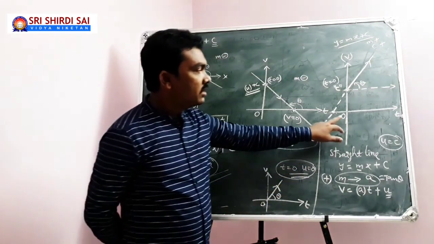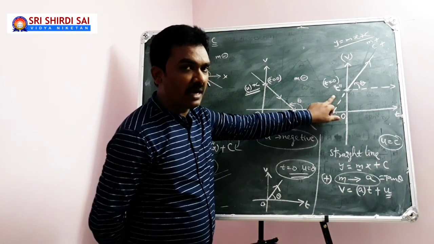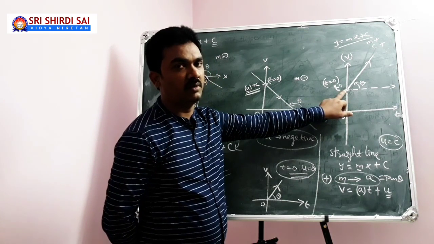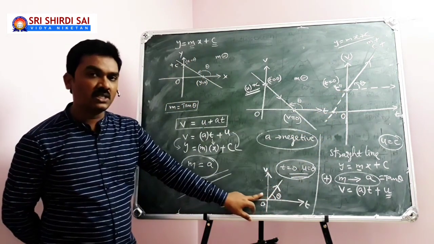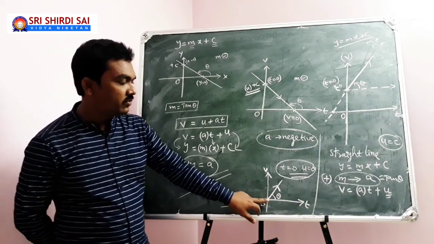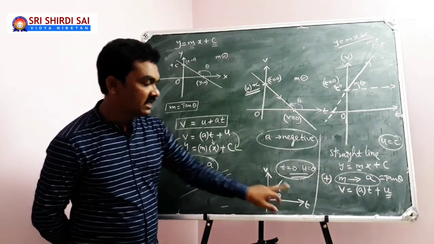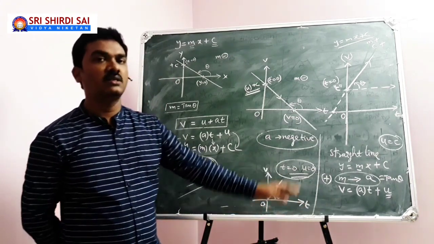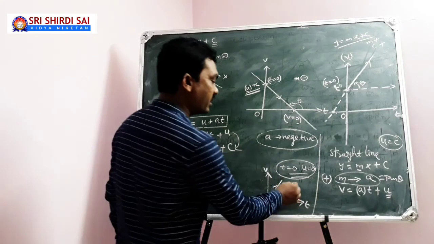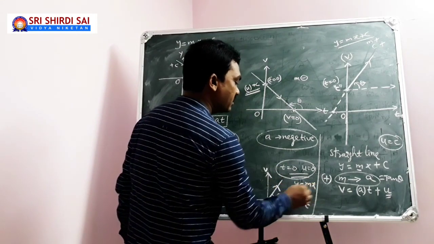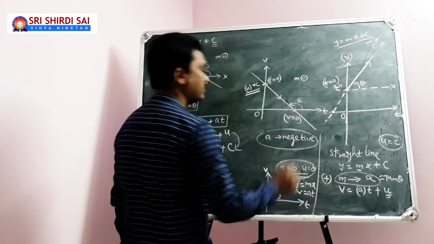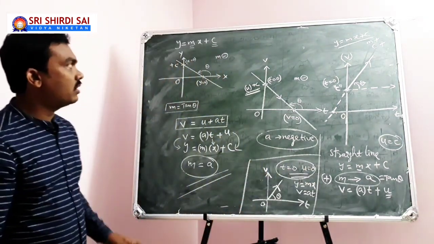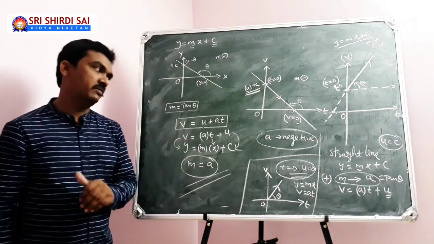So what is the difference here? Here your body is moving with uniform acceleration but has some initial velocity, maybe 10 meter per second or 20 meter per second. But here your body starts from rest. That's why here your velocity time graph has started from the origin, passing through origin. It represents y equal to mx, v equal to at. So this is how there will be conclusions on the graph y equal to mx plus c.